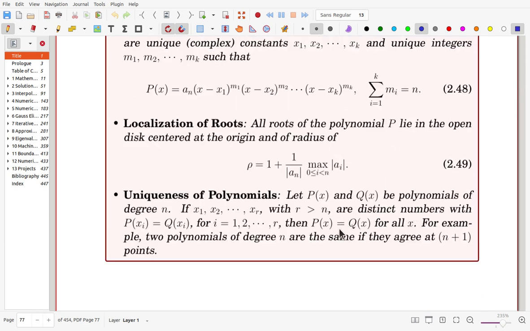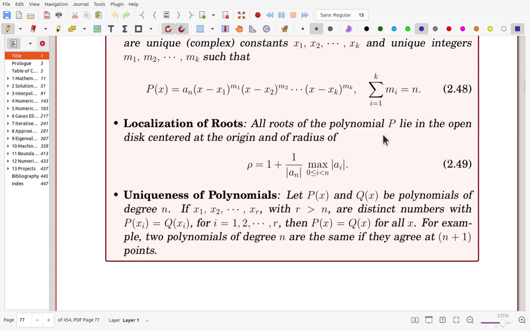Localization of roots. When we try to get zeros by using an iterative method, like Newton's method, the initial value must be given. And if we know where the roots are, then we can choose the initialization much more effectively, and we can get the solution more easily. So that's the reason localization of roots has been considered from old days.